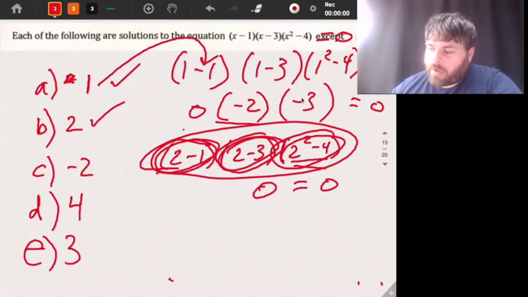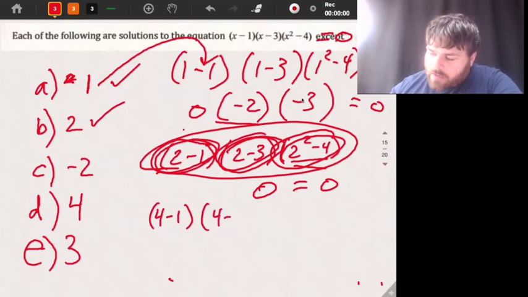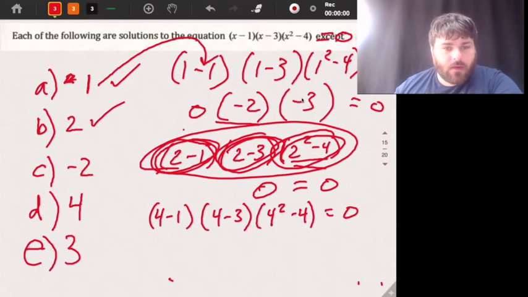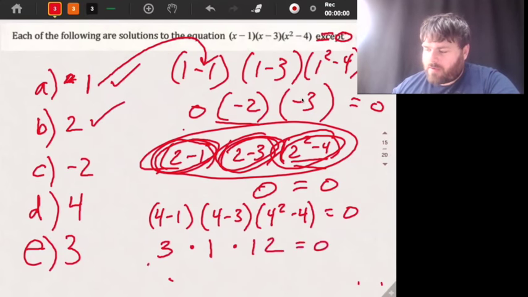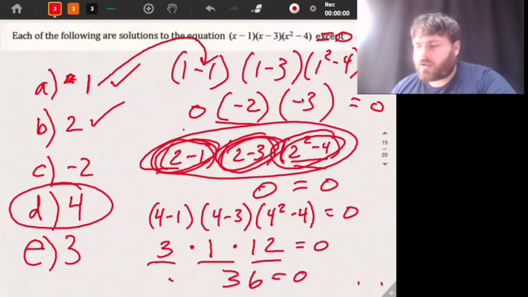Let's look at 4. When I plug it in for x, I get 4 minus 1 times 4 minus 3 times 4 squared minus 4 equals 0. Now 4 minus 1 is not 0. That's 3. 4 minus 3 is not 0. It's 1. 4 squared is 16. And 16 minus 4 is 12. There's no way to get a 0 here, right? 3 times 1 times 12, that's 36. So because 4 does not give us a solution, we're going to say that 4 is our answer because it is not a solution to the equation.